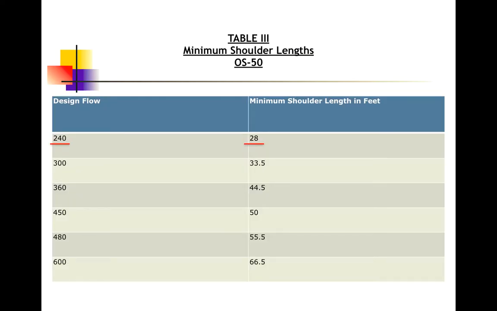If we refer to table 3 in our design manual, we have these listed by design flow, and we give these minimum shoulder lengths in feet so that they don't have to be calculated. So a 240 gallon a day system must have at least a 28 minimum shoulder length.